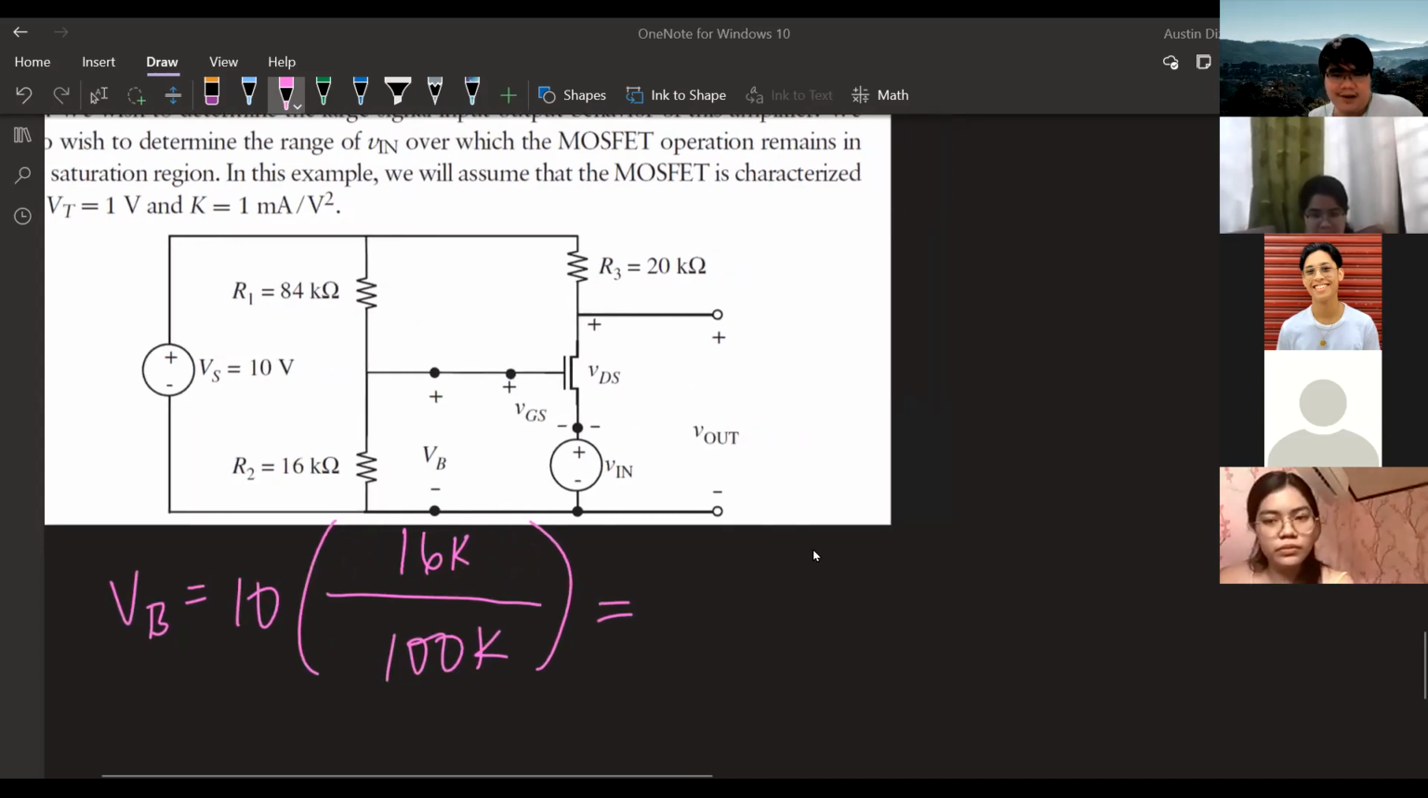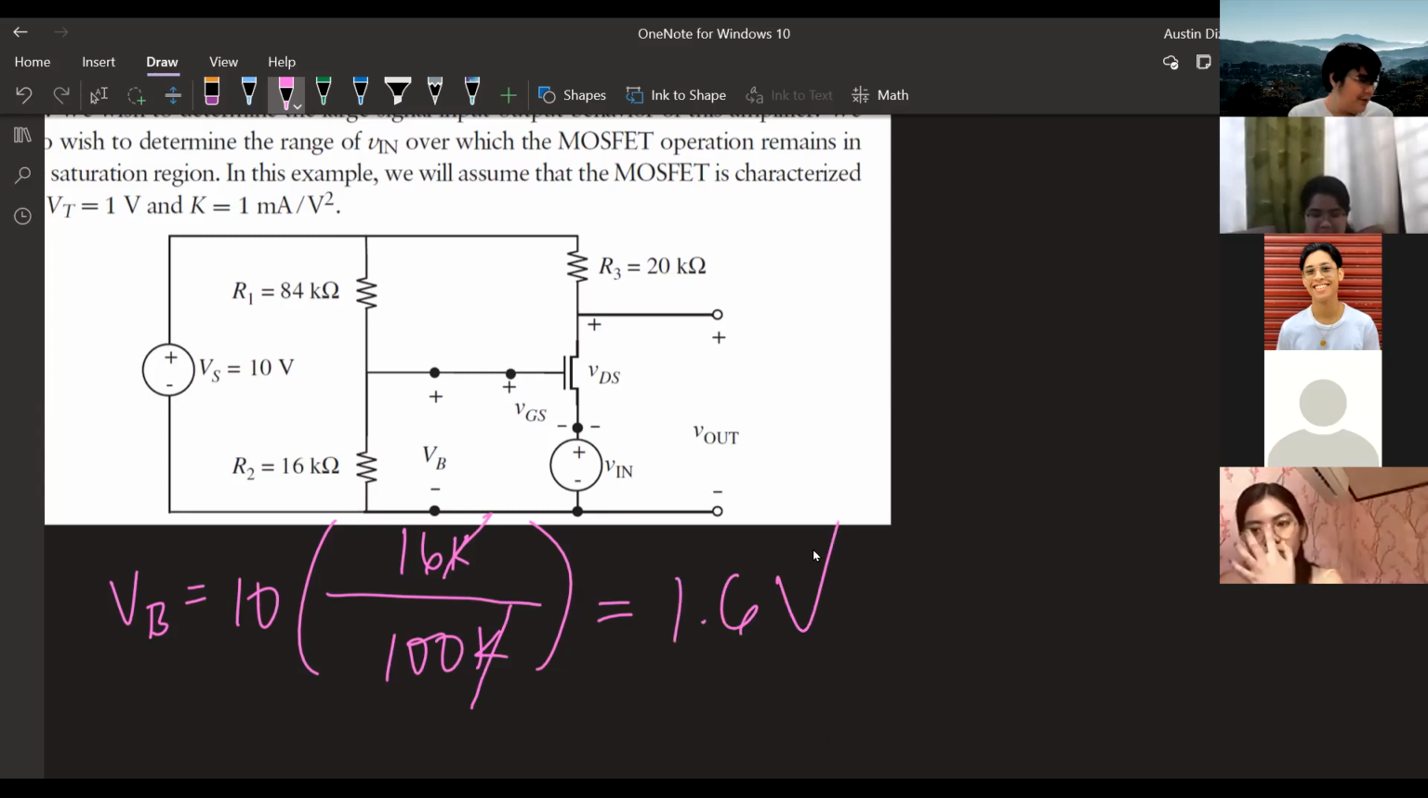Anong sagot? Ikaw pa rin, ha? Sir, ano po? 1.6. Okay, very good. Sige, bonus na. Okay, so may 1.6 tayo na VB. Okay, what else can we obtain from this circuit?